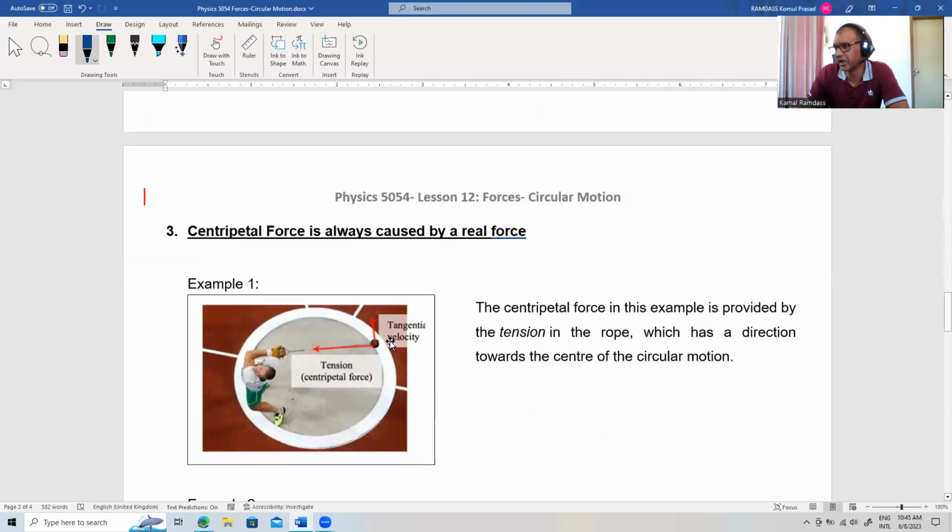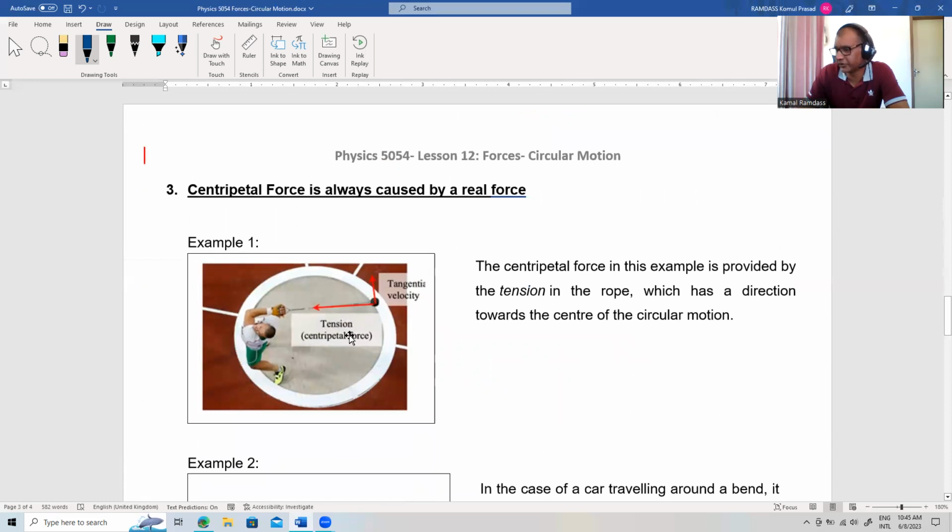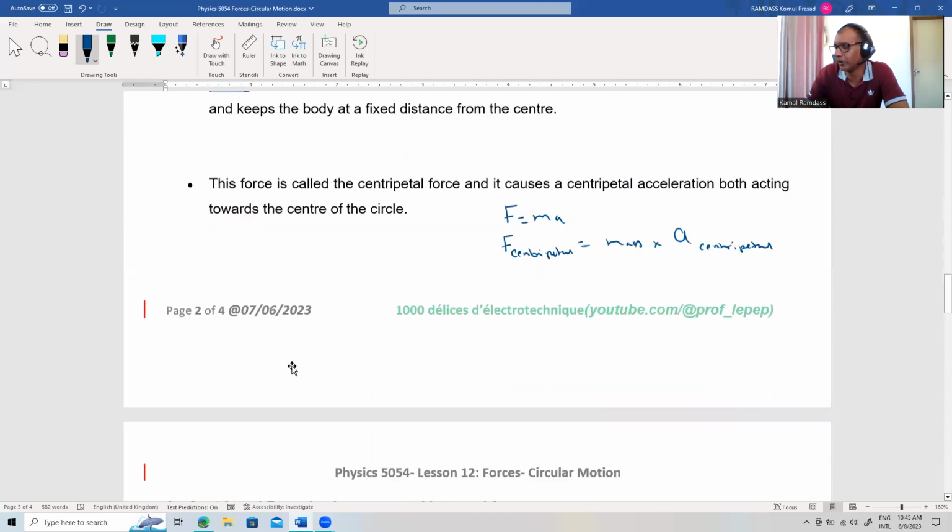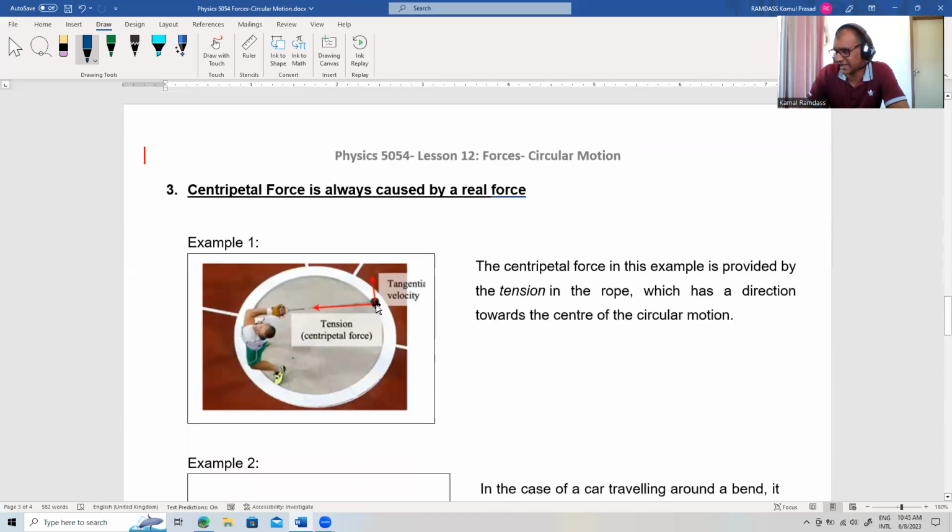Centripetal. OK? Et ben, l'exemple de uniform circular ou bien circular motion, par exemple, un lanceur de marteau. OK? Et pareil comme là-haut, ici aussi, sa centripetal force là, it is provided by a real force, and the real force, c'est the tension in the string.